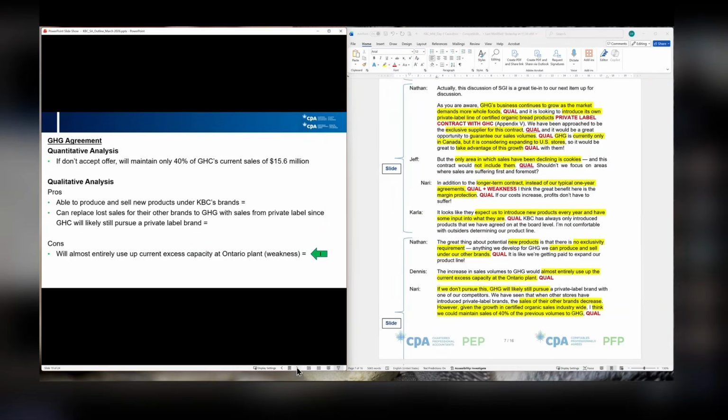They can replace the sales they're going to lose from their other brands to GHC with sales from the private label. Okay, because no matter what, GHC is going to pursue a private label. So if they're going to pursue it, a very strong pro is, you know what, KBC should seriously consider it because they're going to lose some of the sales and those sales could be replaced by the private label sales. A con is that this will almost entirely use up the current excess capacity at the Ontario plant, which is a weakness.